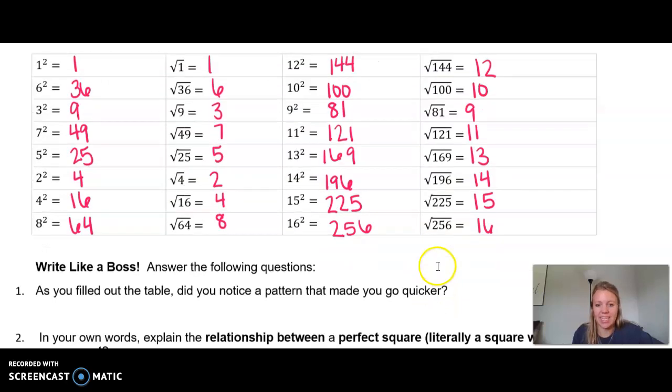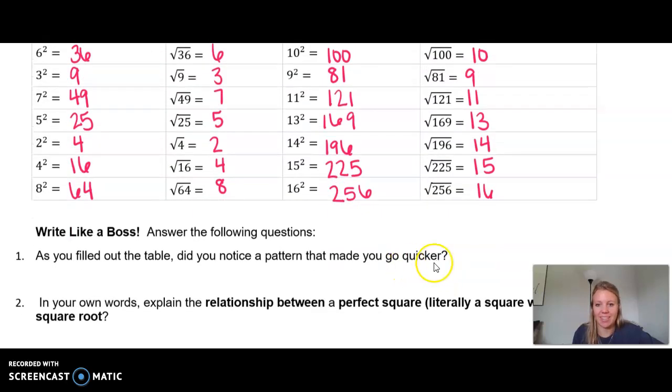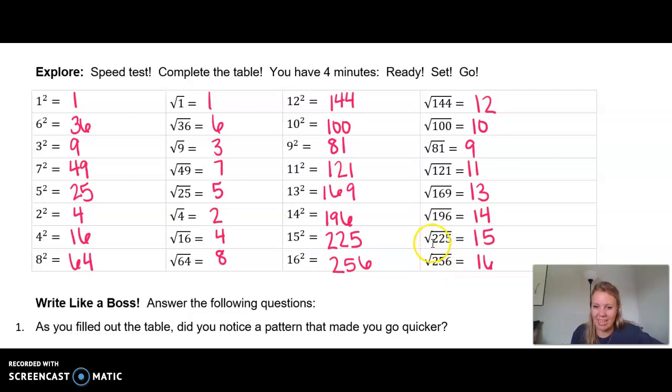And I want you just to see, do you notice any pattern that made you go quicker? As I was completing this, I was going down this list, and then I started this one. I was like, oh wait, these are the same numbers. This 6 is coming from this 6, and that 36 is coming from the inside. Same thing over here. I was getting to these like, whoa, 14, 15, 16 squared. But I was like, oh wait, I'm sure there's a pattern, because when I take the square root of these, I'm going to get that same big number.